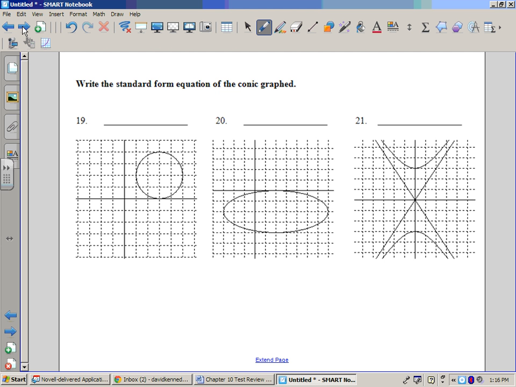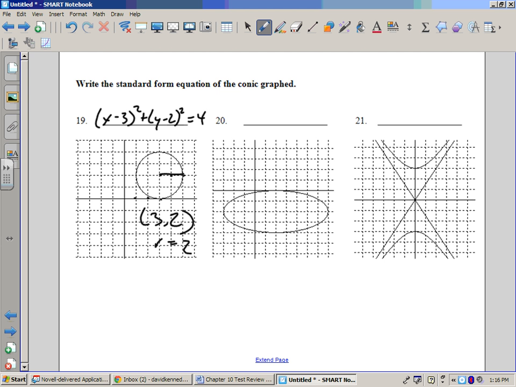All right, write the standard form of the conic. Well, what is the first conic? It's a circle. Its center is going to be 1, 2, 3, 1, 2. So I have a center at 3, 2. And I have a radius of 1, 2 units. So I can write this as x minus 3 squared plus y minus 2 squared is equal to 2 squared, which is equal to 4.